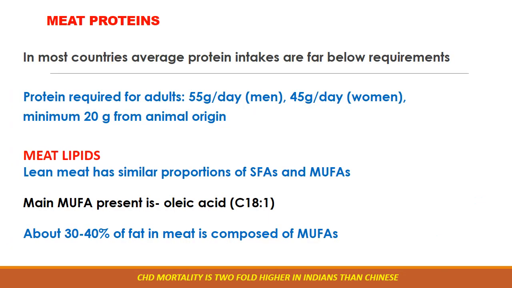In most countries, average protein intakes are far below the requirements. The requirements are at least 55 gram per day for men and 45 gram per day for women, of which at least 20 gram should be from animal origin. Why from animal origin? Because these proteins are of high quality. They have the best balance of essential amino acids. Generally, they say it is about 1 gram per kg body weight.